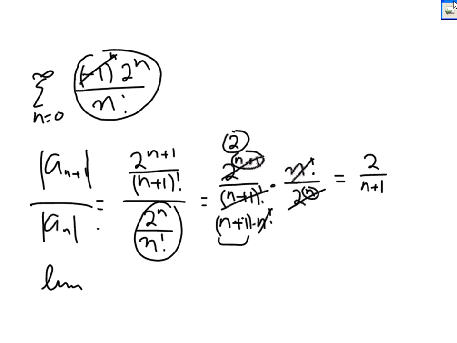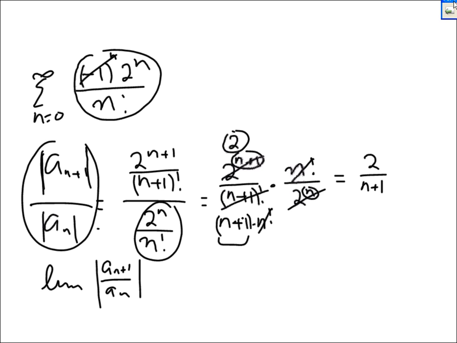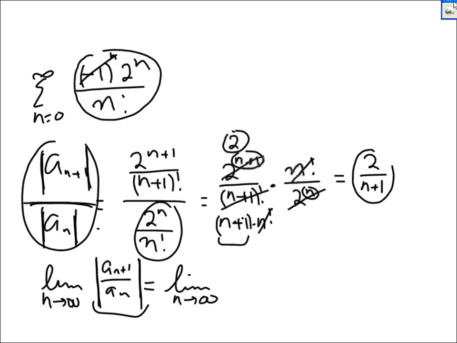So the limit of a sub n plus 1 over a sub n, remember the absolute value of one quantity divided by the absolute value of another quantity, you can divide the quantities first and then take the absolute value. The limit as n goes to infinity of that is the limit of 2 over n plus 1. Now that limit is 0, which is less than 1, which means it converges.